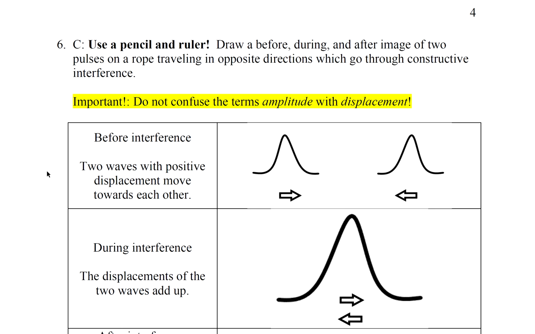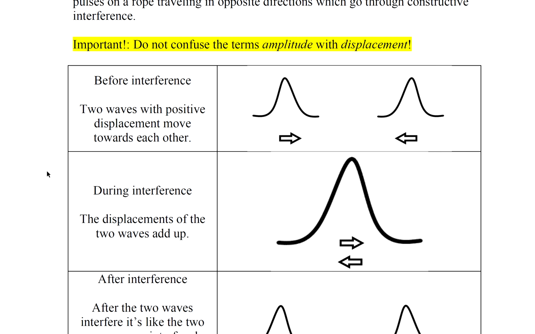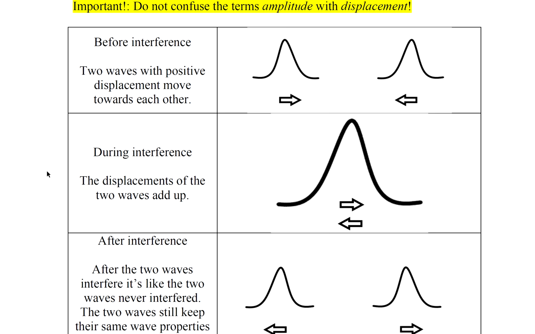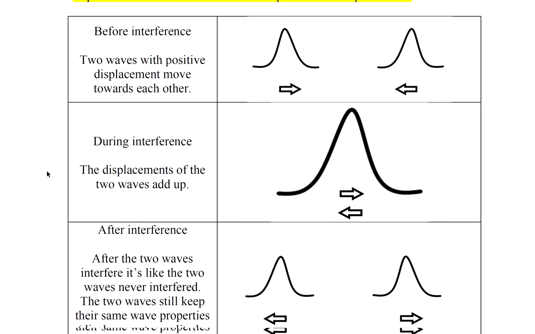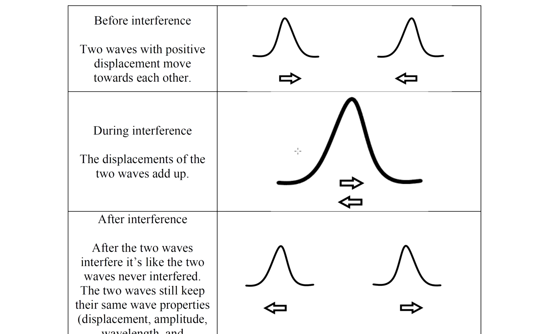Question 6. Draw a before, during, and after image of 2 pulses on a rope traveling in opposite directions which go through constructive interference. Okay, so look at the first image on the top. Before interference, 2 waves with positive displacement move towards each other. During interference, the displacements of the waves add up.